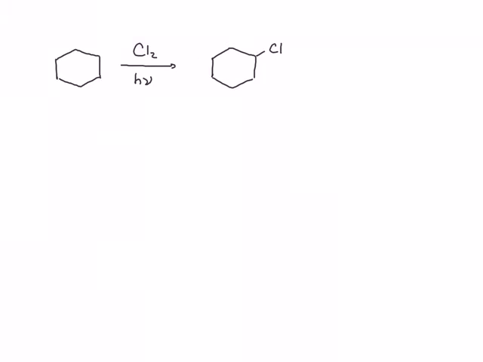For example, if we try to brominate 2-methylpropane. Because bromination is so much more selective than chlorination, we will only get the very stable tertiary radical, which will give us a single product. Another example of a molecule that has a very stable radical are allylic compounds. An allylic position is a position right next to a carbon-carbon double bond.